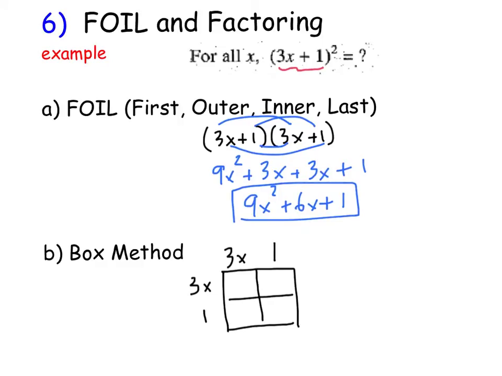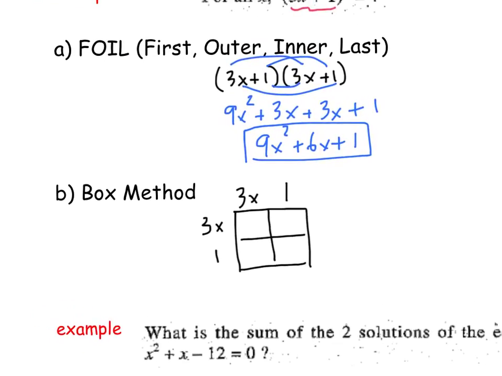The box method is when you make a box, a 2x2 box, you put the 2 things that you're multiplying along the outside of the box, and then you just multiply across. So I take like 3x and 3x, and that gives me my 9x squared. I take your 3x and 1, you cross those, you get 3x. Do the same thing for 3x and 1 down here, and 1 and 1, and then you combine your like terms, and you should get the exact same answer that we got when we FOILed.